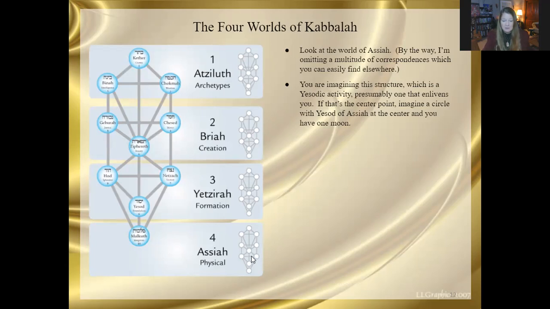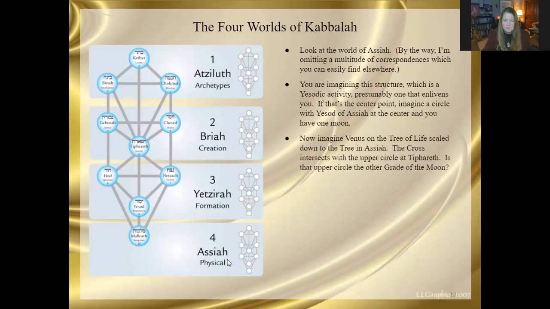So let's go down here to the tree of Asiah. There's Yesod of Asiah. See where my cursor is? So these other 3 Sephiroth are around Yesod. You can easily picture a circle down there. If Yesod is the center point, there you have one moon.